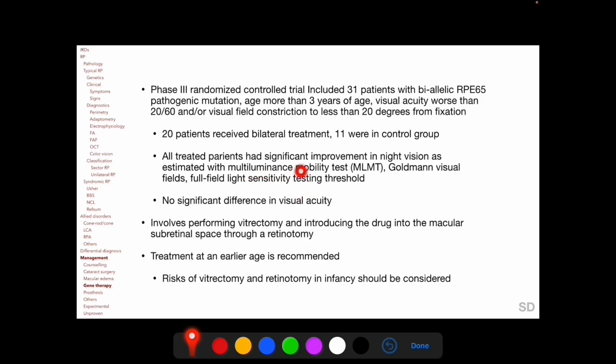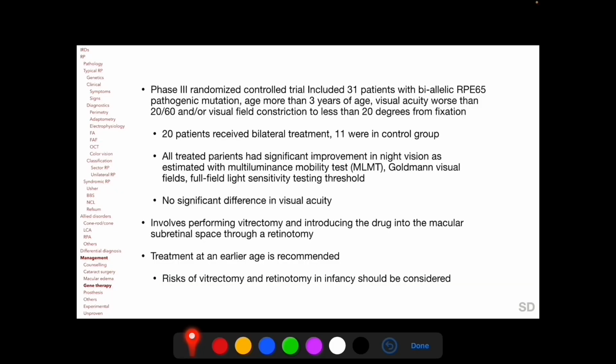In multiluminance mobility test, the ability of the patient to move in a standardized environment with variable illumination is assessed, and in full field light sensitivity testing threshold, the intensity of threshold full field stimulus is assessed. Administration of this drug involves performing vitrectomy and introducing the drug into the macular subretinal space through a retinotomy.